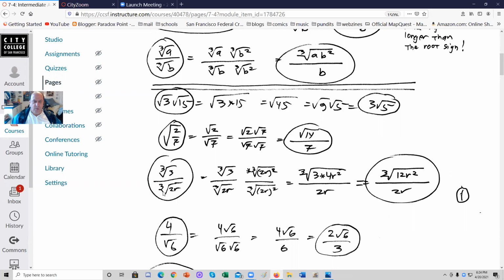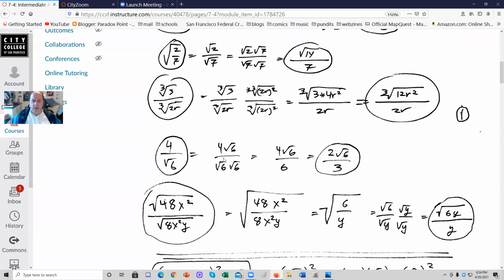Cube root of 3 over cube root of 2r. We'll multiply numerator and denominator by cube root of the square of 2r. So cube root of 2r times cube root of 2r squared is cube root of 2r cubed, or just 2r. In the numerator, you get cube root of 3 times cube root of what turns out to be 4r squared. So you multiply them inside, and you get cube root of 12r squared, all that divided by 2r.